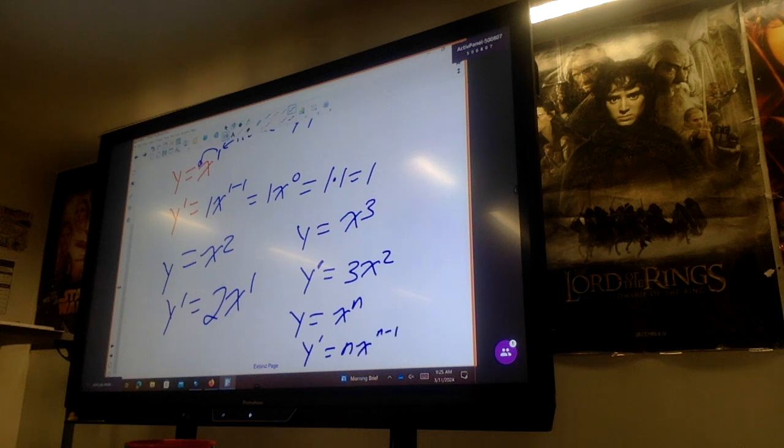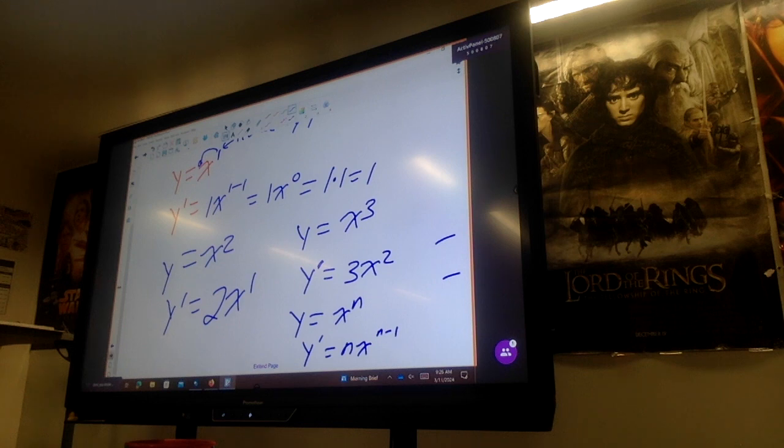y prime equals nx to the n minus 1. Okay? So basically the first thing to really realize is whatever the exponent is, you reduce it by 1, you bring it out to the base in front. If there's a number out in front of the base, you multiply it by the exponent, and then you reduce the exponent by 1. Now, that's just a pretty straightforward, simple situation.